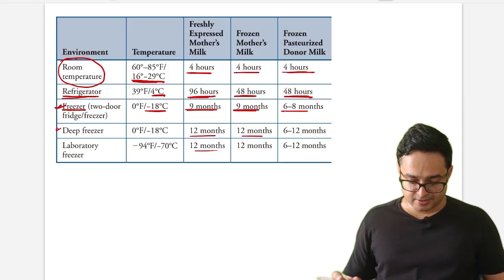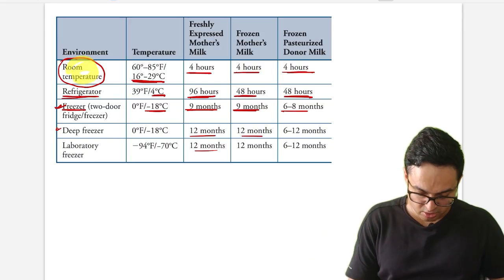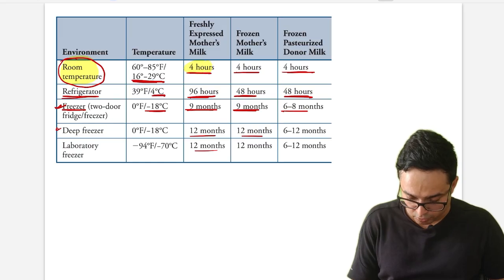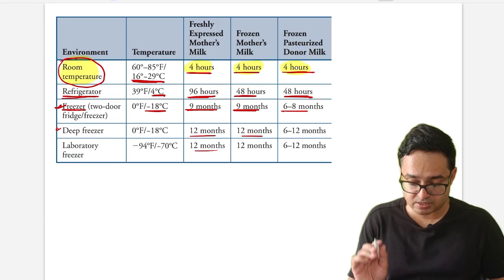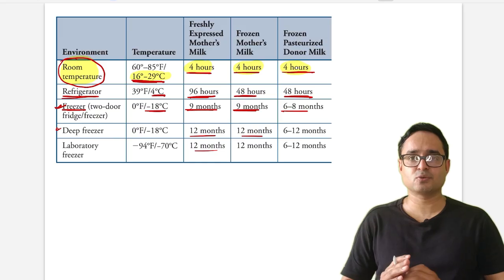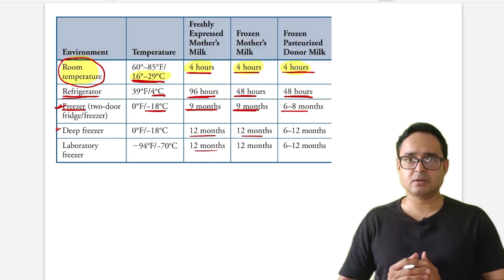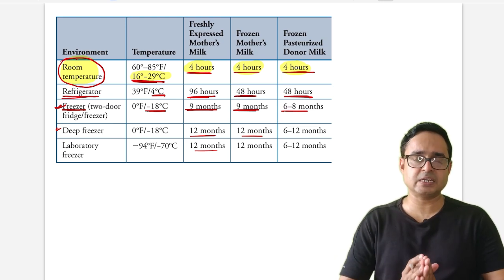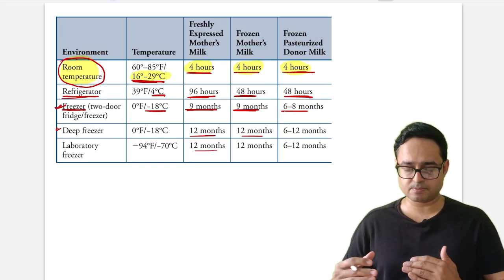Okay, this is again very much important, breast milk storage caution. At room temperature, we can keep fresh expressed mother milk for 4 hours, frozen mother milk 4 hours, and pasteurized donor milk 4 hours. But just remember, the room temperature should be 16 to 29. So in this summer season it is not possible. So just counsel your patients also, at room temperature, meaning the room should be at 16 to 29. The 4 hours is the cutoff for expressed breast milk or frozen milk.